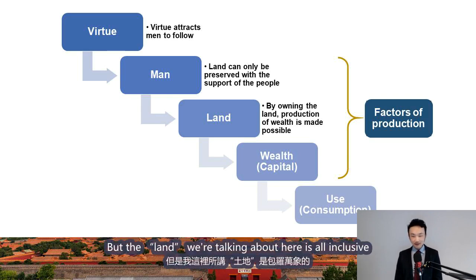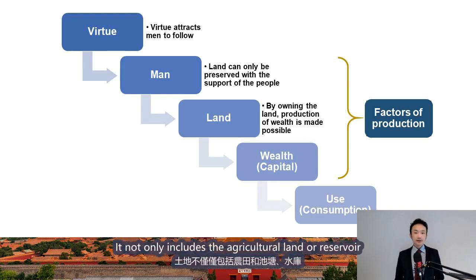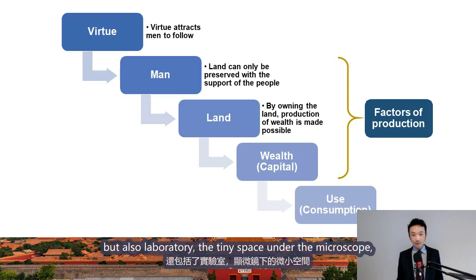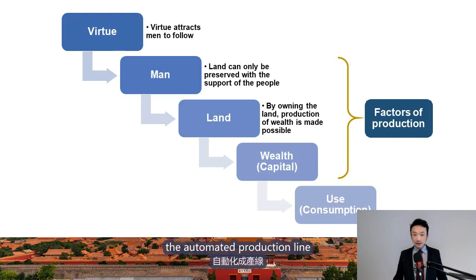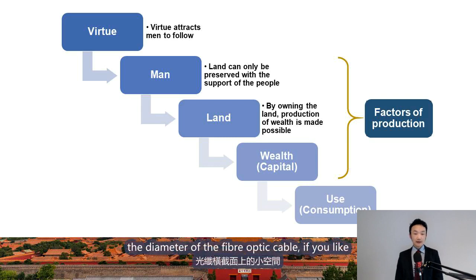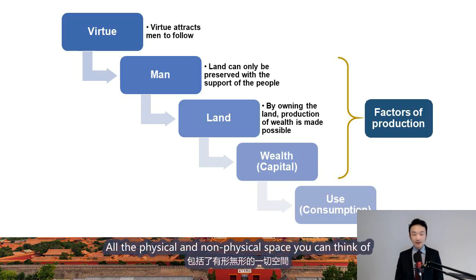But the land we're talking about here is all-inclusive. Now, it not only includes the agricultural land or reservoir, but also the laboratory, the tiny space under the microscope, and the vast and unmeasurable cyberspace, for example, the automated production line, the diameter of the fiber optic cable, if you like. So all the physical and non-physical space you can think of.